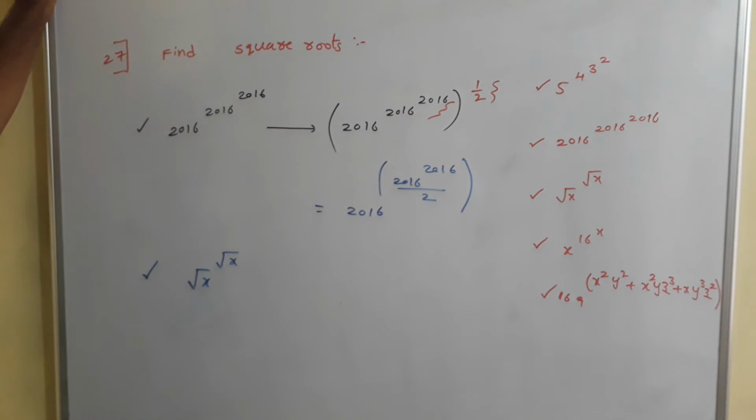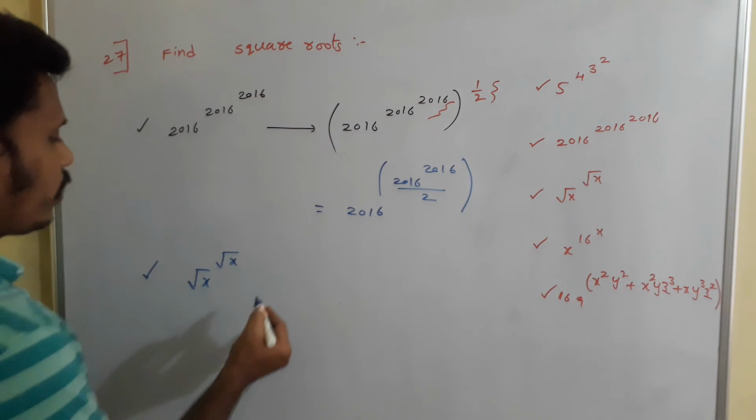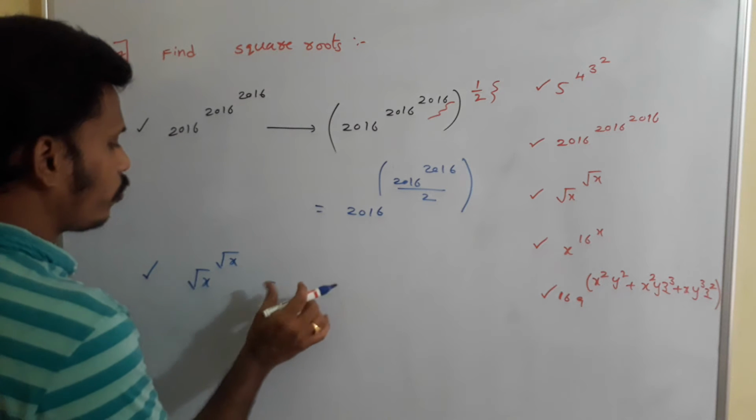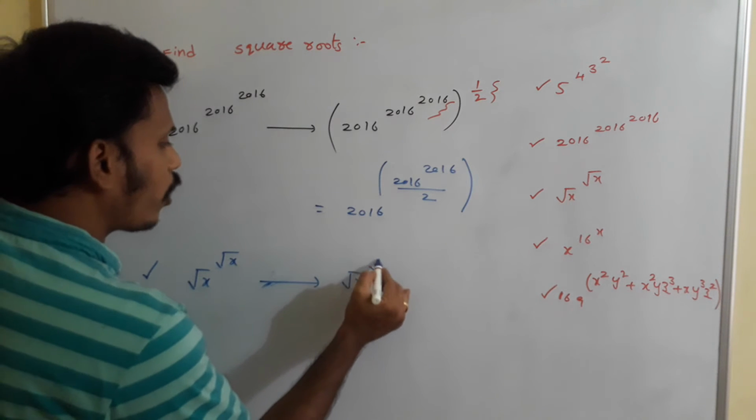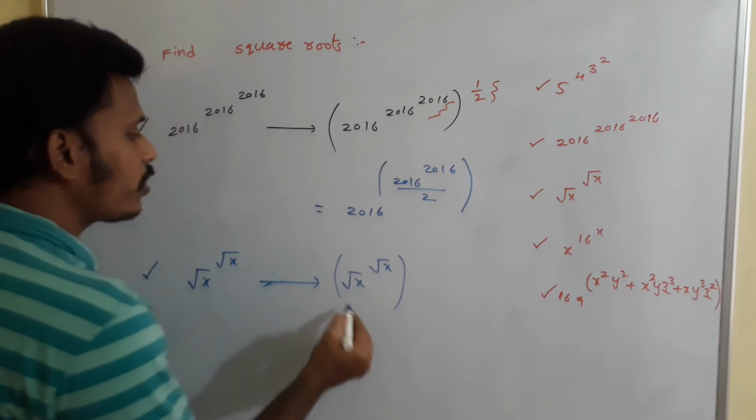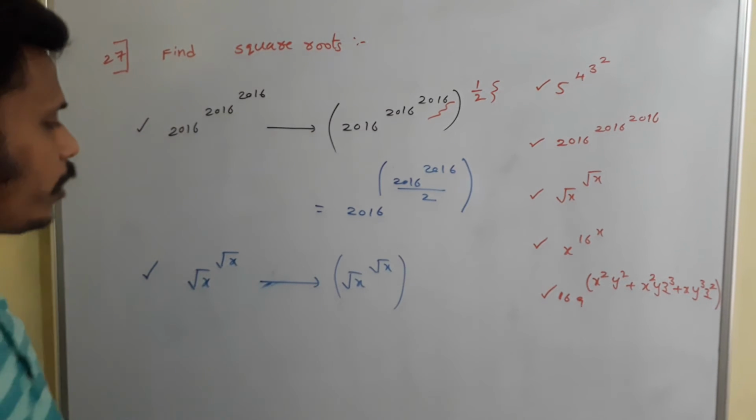Root x to the power root x. We need to find its square root, right? Its square root is simply root x power root x, and this is whole to the power 1 by 2.